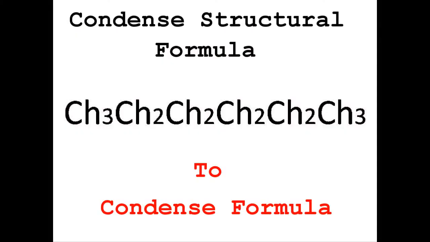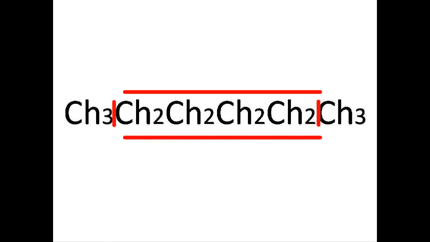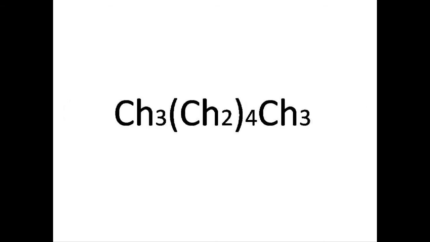After you get the condensed structural formula, the next step would be getting your condensed formula. You would first have to find your products and combine all the like products to make sure that it gets condensed. So you would have a CH3, then in parentheses a CH2, end parentheses, times 4, and then your end product will be a CH3, and that is how you would show your condensed formula.